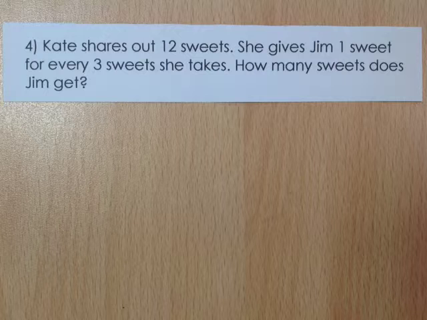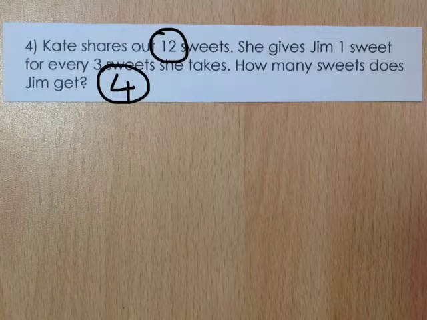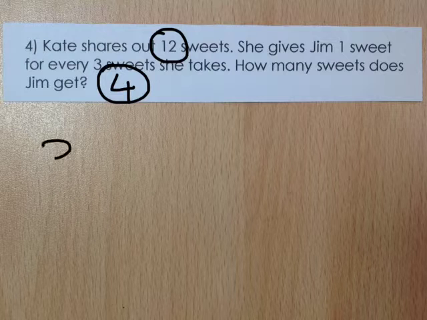Again, starting and looking at relationships, we've got 1 sweet and 3 sweets, which is going to be 4 sweets. Looking at the relationship between that and 12, there's a clear relationship there, 3 fours are 12. So, how many sweets does Jim get if there are 12 sweets? How many 4s are there in 12? So there's going to be 3 sets, and Jim's getting 1 for every set, so Jim would get 3 sweets.